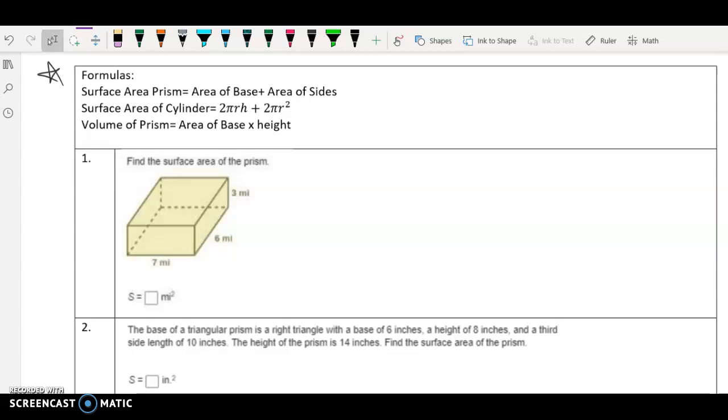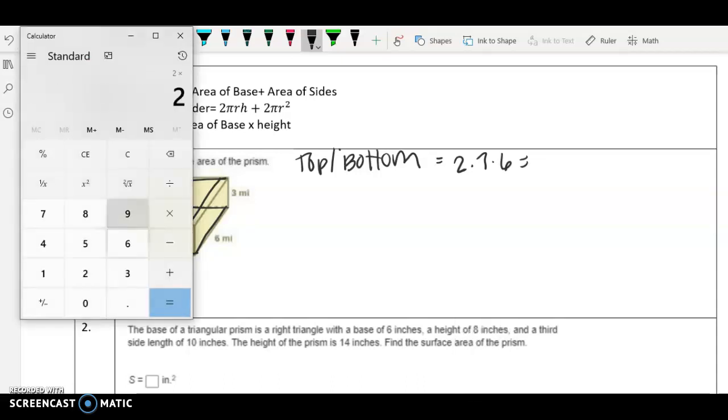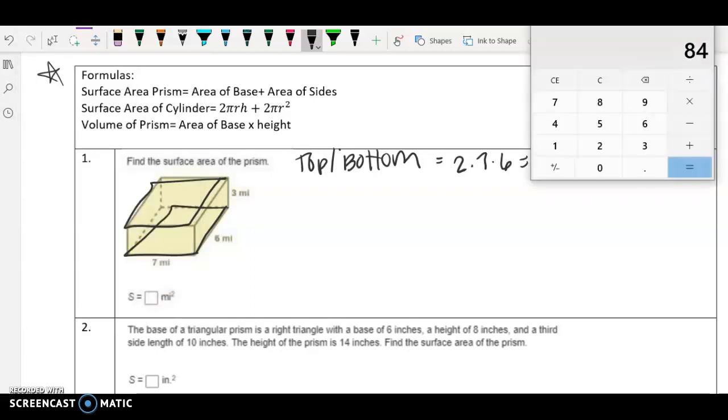The way we learned it, remember we did base was our top and bottom. So I'm actually going to label that top slash bottom. So we're going to find the area of the bottom, and we do 2 because the top and the bottom are the same. So the area would be 7 times 6. So 2 times 7 times 6 is 84.